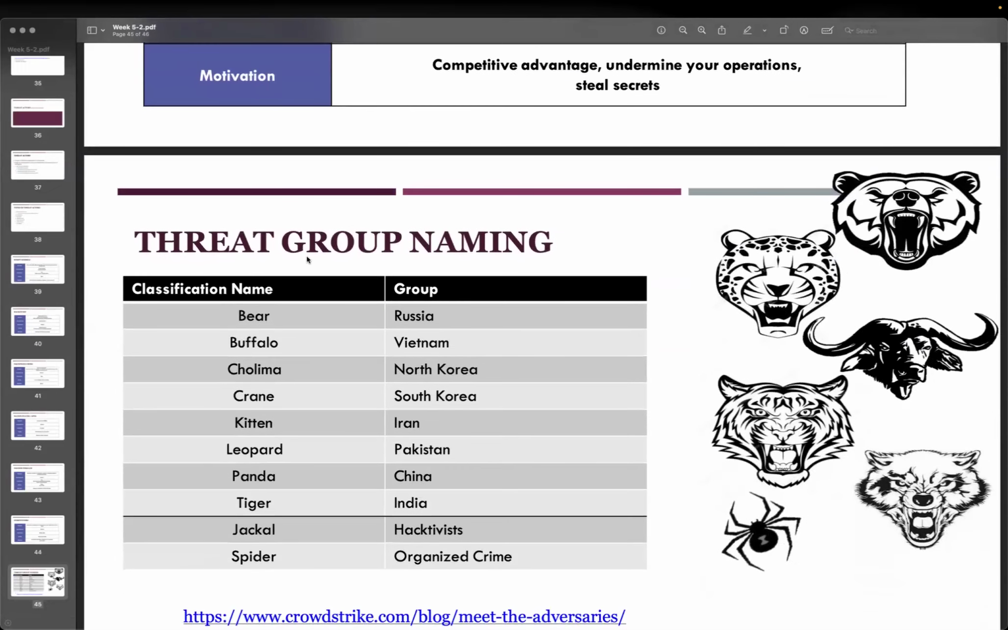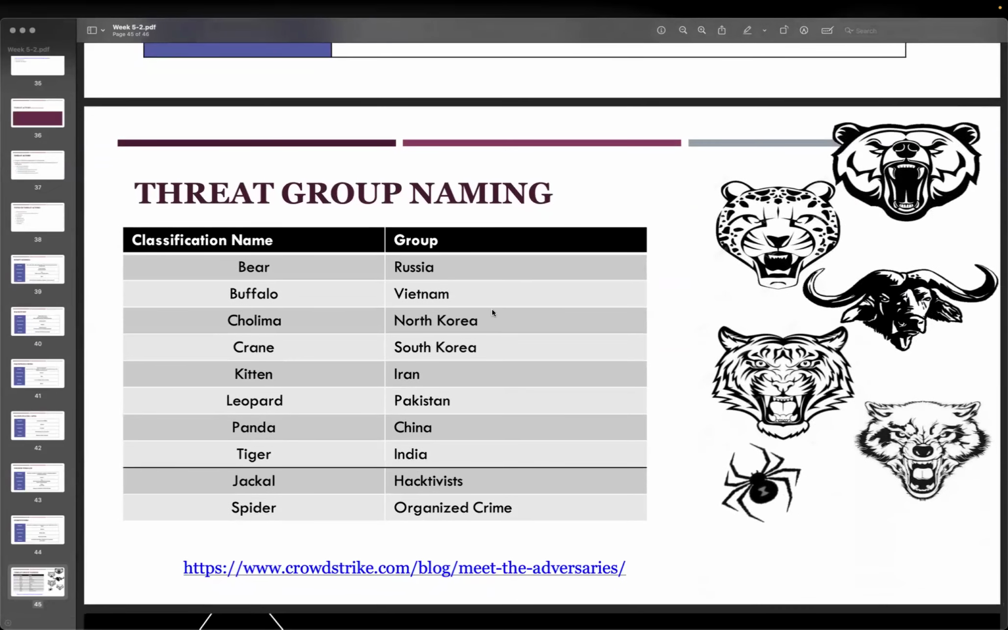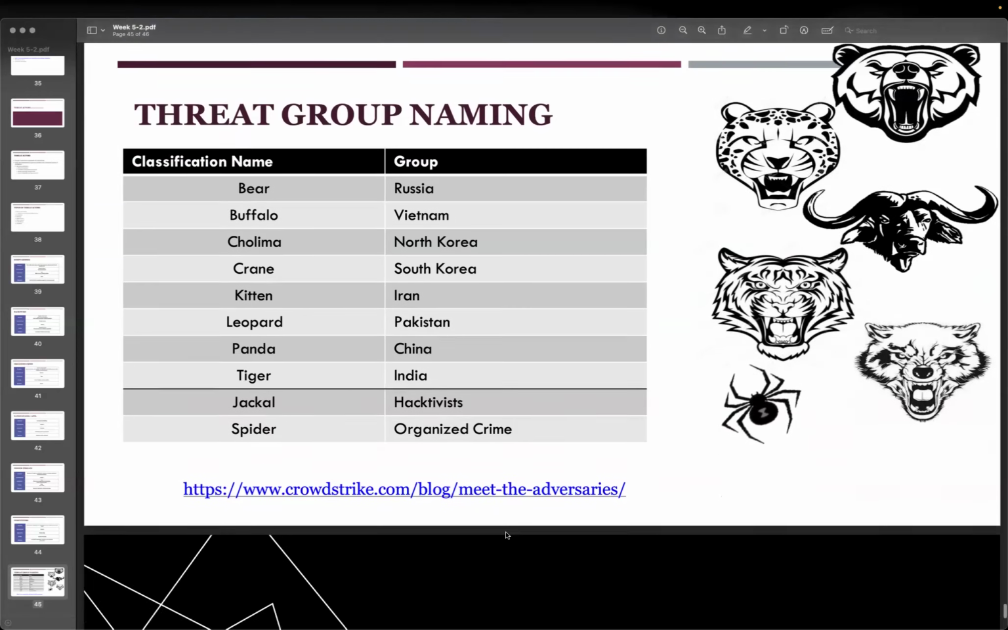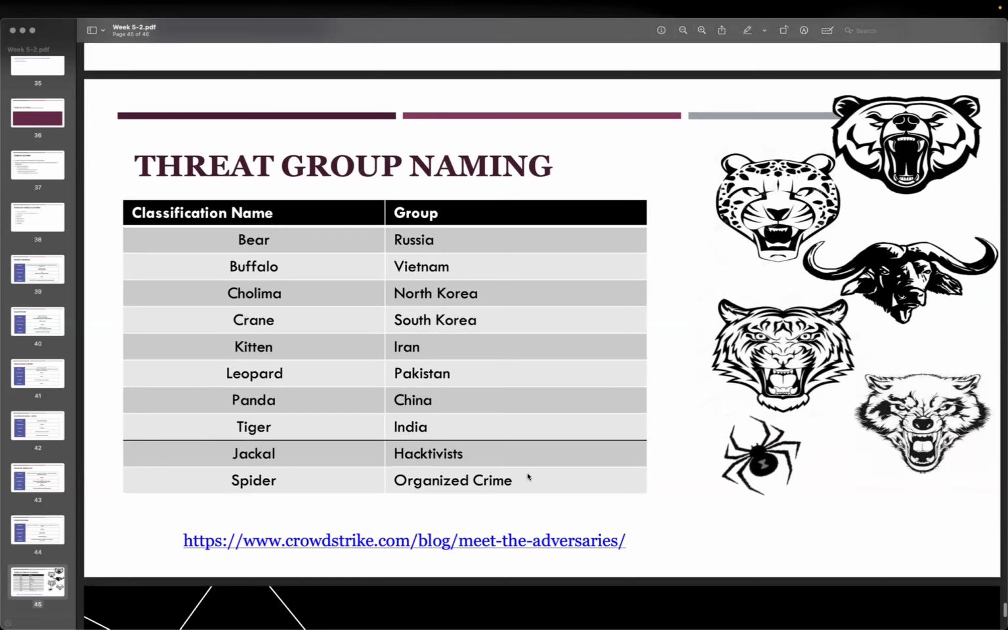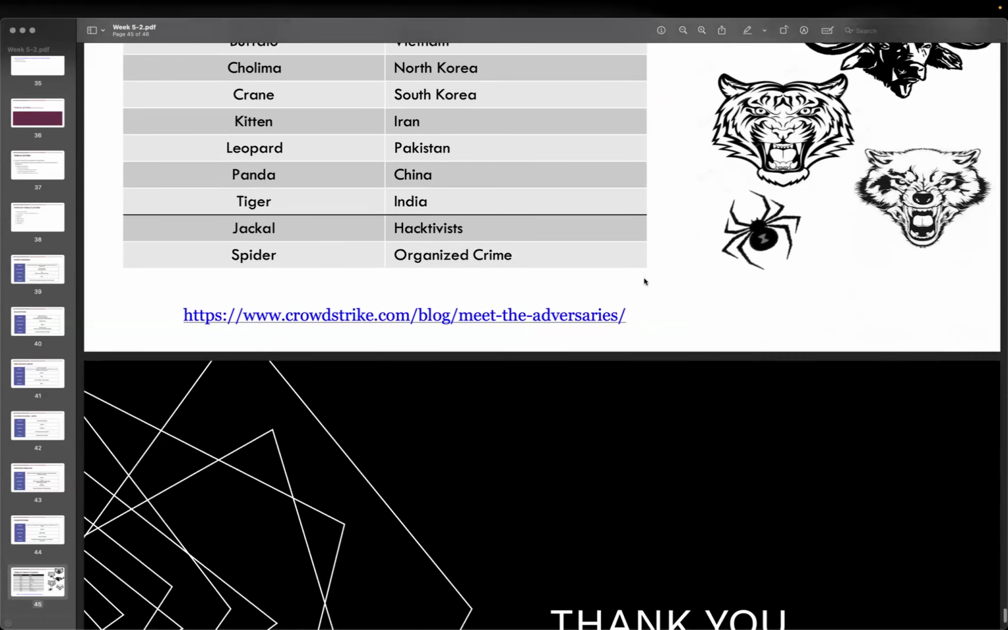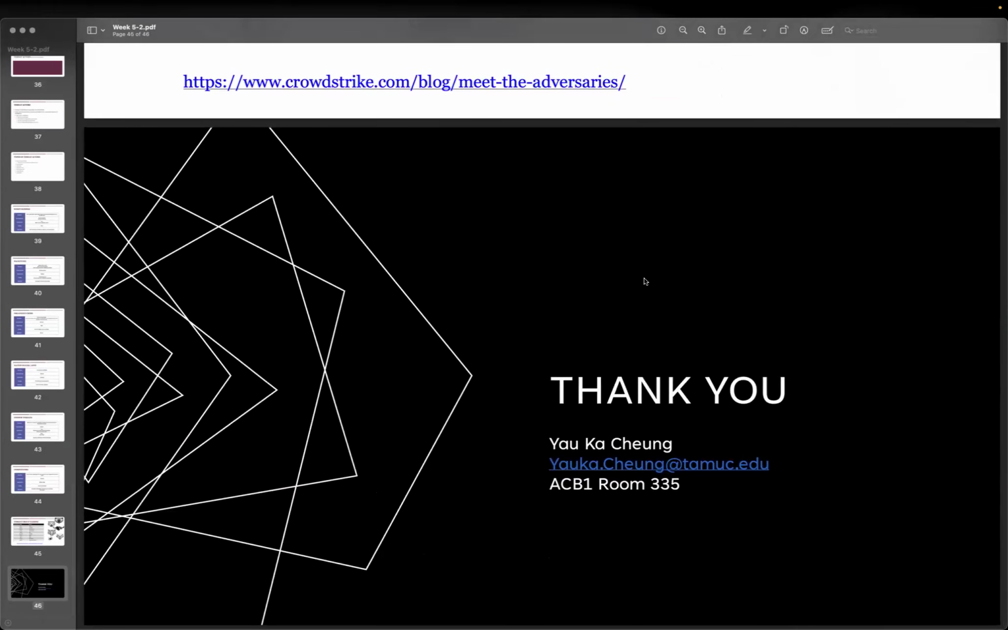And that's the first good naming. If you're interested, you can look at the names. For Russia they call it Bear, Vietnam they call it Buffalo, and North Korea Kalima. Then they have South Korea, Iran, Pakistan, China, and India. They have different names, so if you're interested, you can look at them. The naming is pretty representative or special. So far, that is the end of the lecture of this part. Thank you.